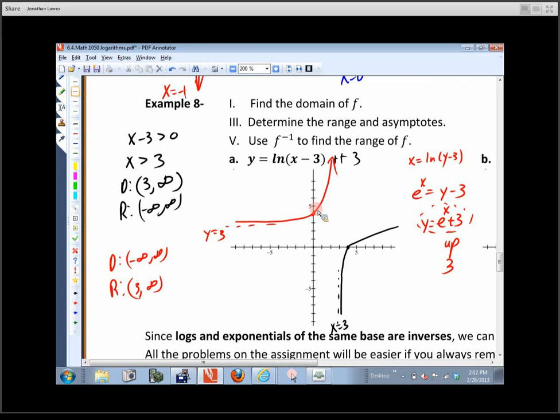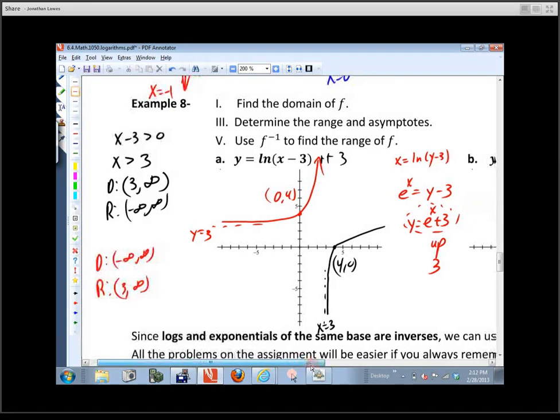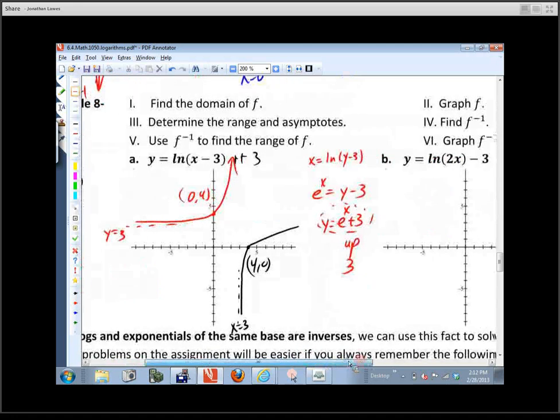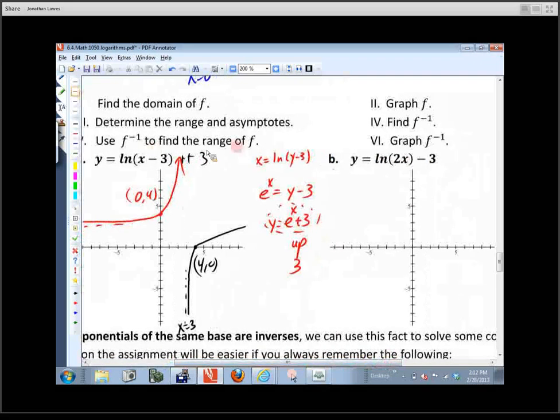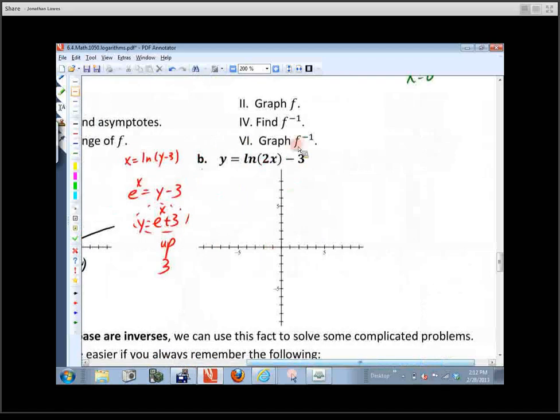By the way, just for the heck of it, what is this point? 0, 4. What's this point right here? 4, 0. Okay? And if we did get this right, if you plug in a 0, e to the 0 is 1, plus 3 is 4. Does that make sense? Okay. Any questions there? Okay. So we found the domain and the range. We found extra. They just said find the range. And we graphed the inverse.